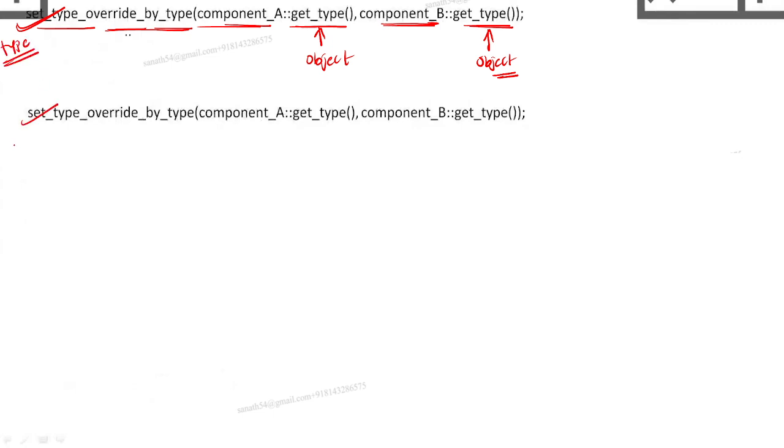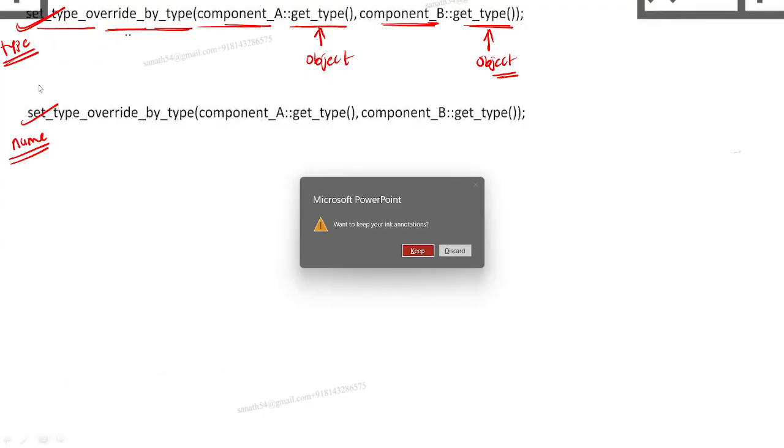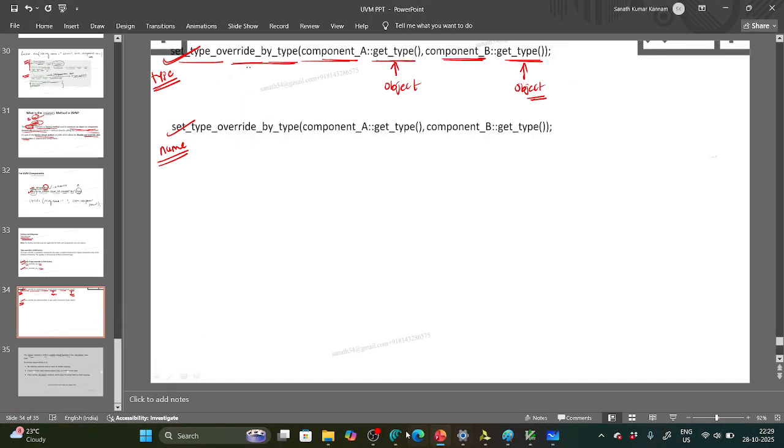Next, this one is overriding by name. How are we overriding by name? Set_type_override, here component A get_type, then component B get_type. These programs we'll see, how we are overriding, that we'll see. So I wrote the program.